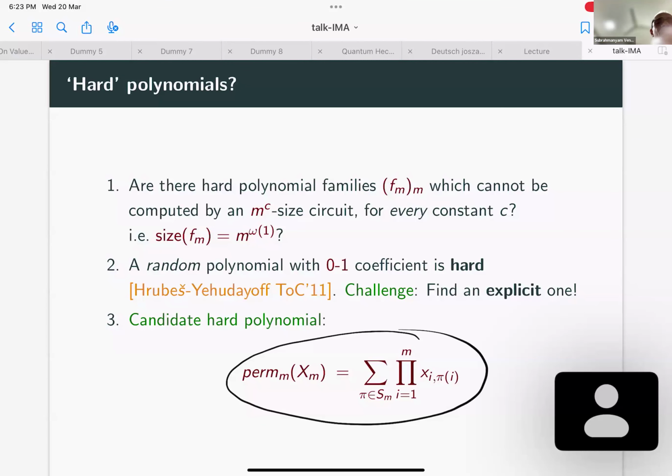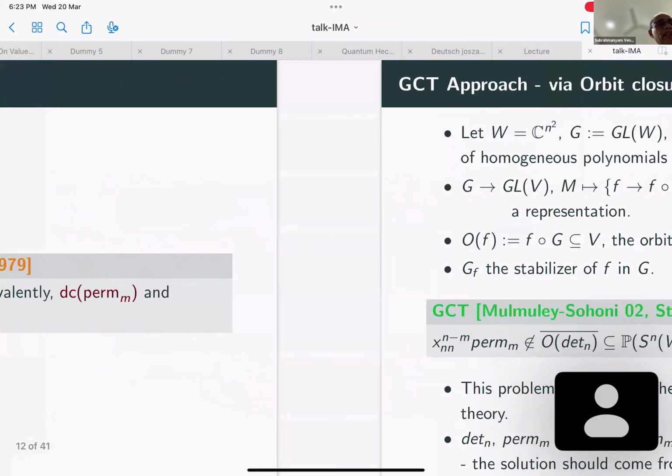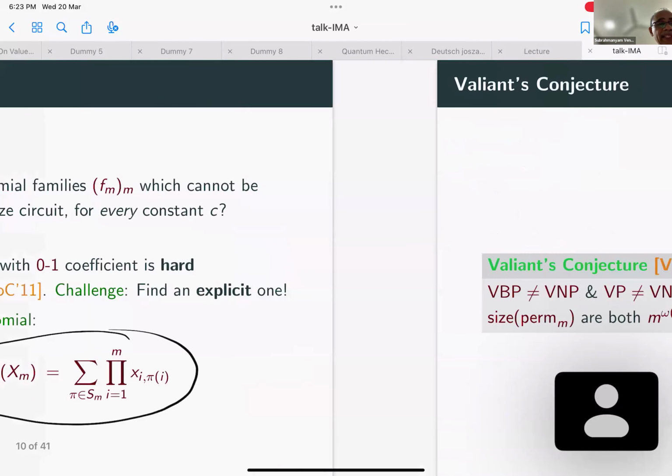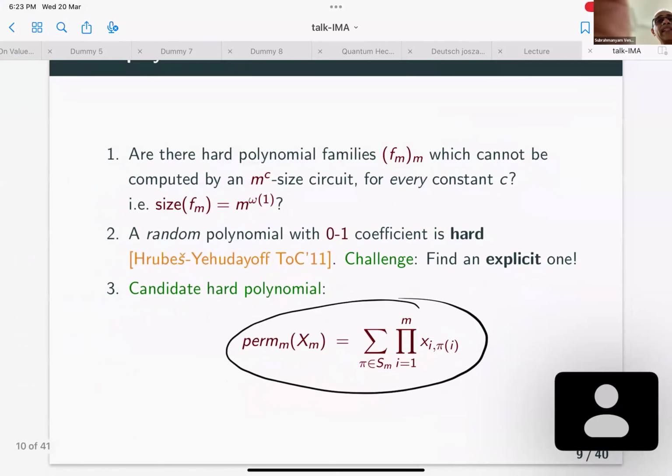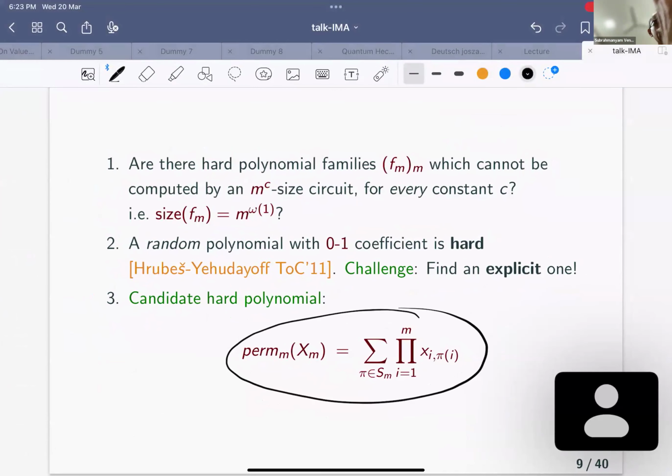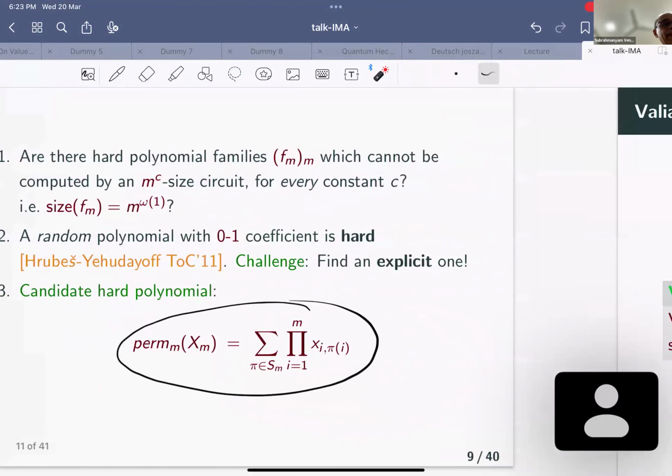But our interest is really to show that this is really a belief. It is believed that this polynomial family cannot have small size determinants. And this is what algebraic complexity theorists have been trying to prove for a very, very long time, almost 45 years now.